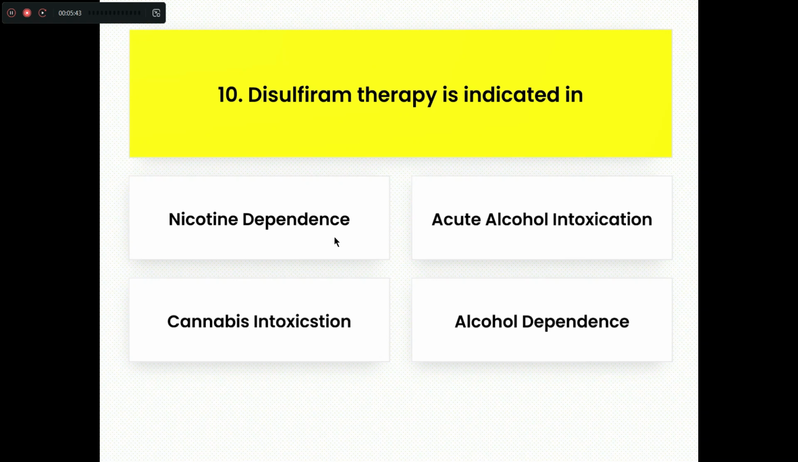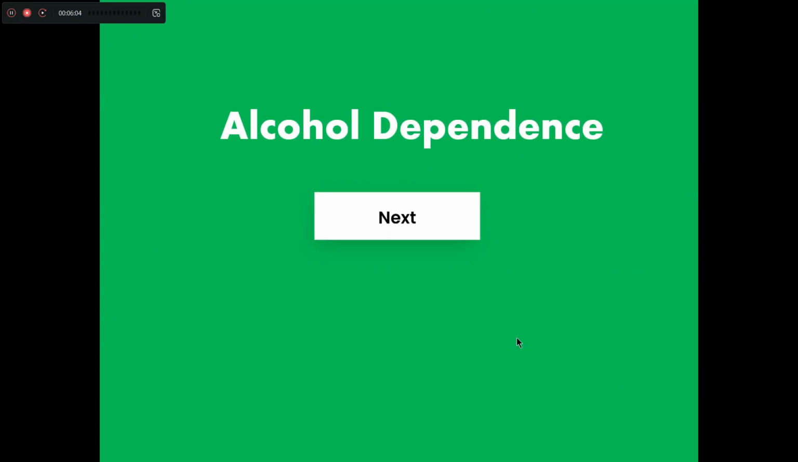Disulfiram therapy is indicated in option A, nicotine dependence, B, alcohol acute intoxication, option C, cannabis intoxication, option D, alcohol dependence. Disulfiram therapy is indicated for the treatment of alcohol dependence. Option D is the right answer here.